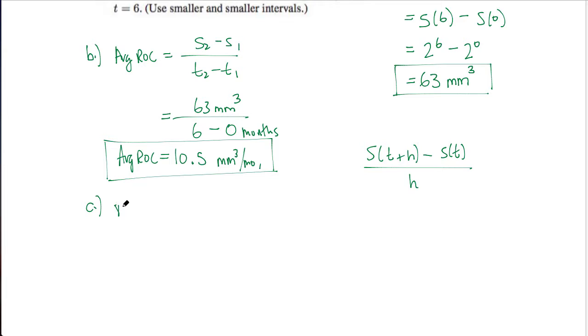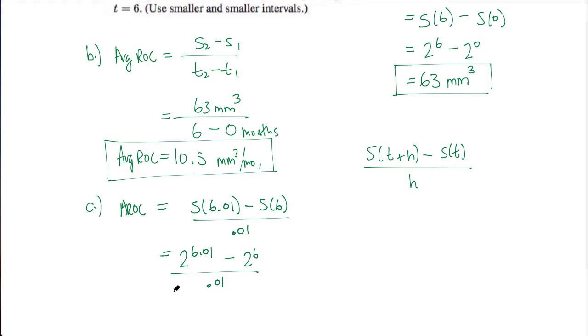I'm just going to start abbreviating this as AROC. We need to pick a small interval, so let's just pick 0.01. So we'll do S of 6.01 minus S of 6, all over my h, which is 0.01, the difference between those two values. So this is 2 raised to the 6.01 minus 2 raised to the 6th, all over 0.01. My average rate of change for this very small interval is going to be 44.5, we'll round it, and that's millimeters cubed per month.